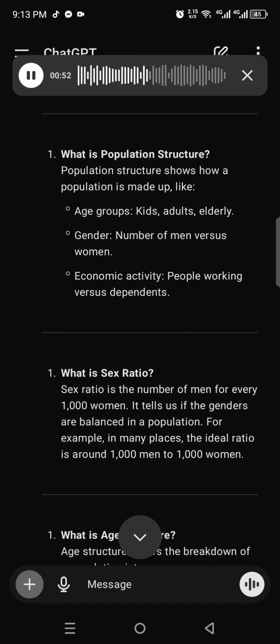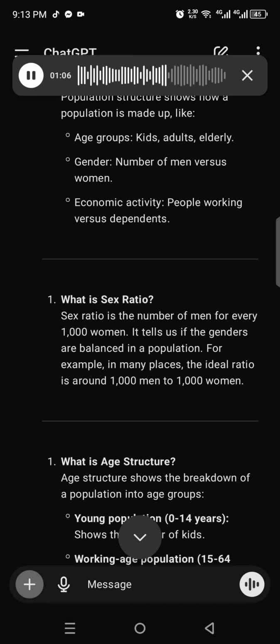3. What is population structure? Population structure shows how a population is made up, like age groups: kids, adults, elderly. Gender: number of men versus women. Economic activity: people working versus dependents.